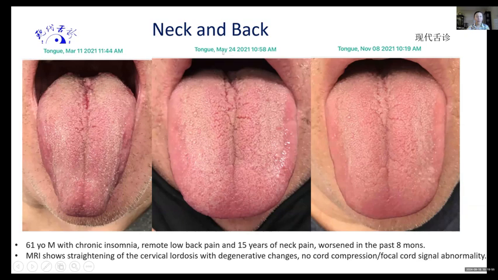This is May 21st, 2 months after the first visit, and you see the neck pain is basically resolved. He still has some sleep issues, but the neck part is much more relaxed compared to before. And the right one is after another 5-6 months, and you see the color and the shape are much better, and his sleep started to get better too.